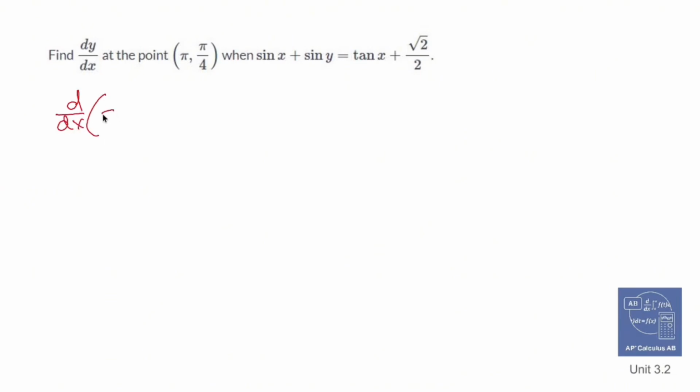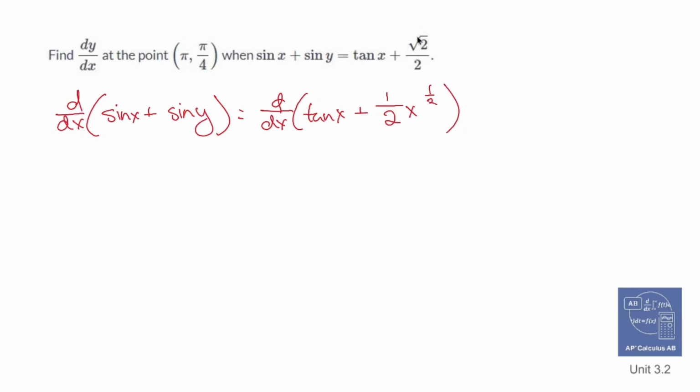We're going to take d/dx of sin x, easy, plus sin y, equals d/dx of tan x, easy. And I'm going to rewrite this as 1/2 x to the 1/2. So square root of 2. Wait, no, that's just a number. What am I doing? That is much easier. I don't know why I overthought that at all. So plus root 2 over 2. That makes life a lot easier. I'm glad I don't have to deal with that.